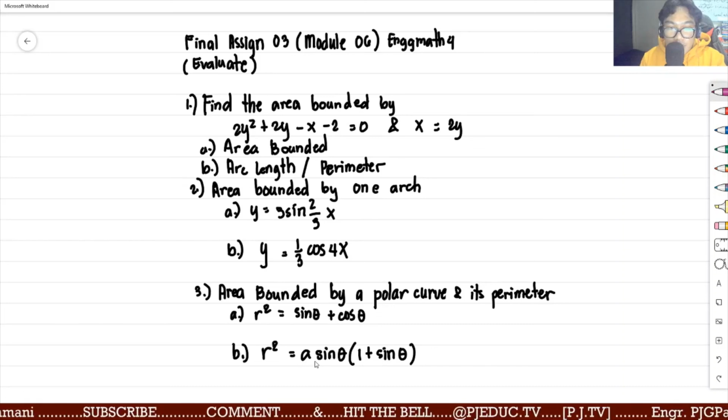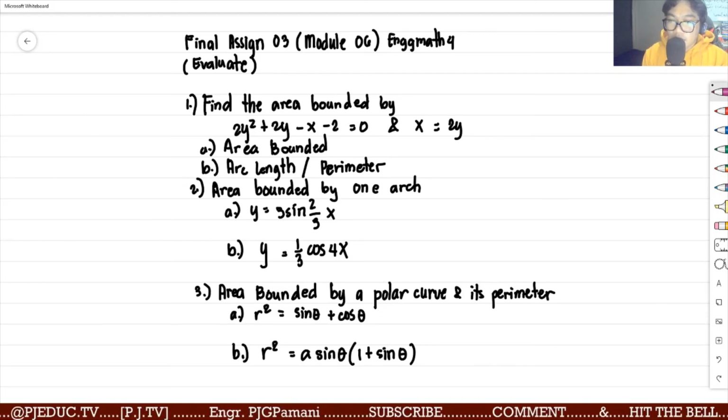R squared equal to a sine theta times 1 plus sine theta. Again, that will be your third assignment.